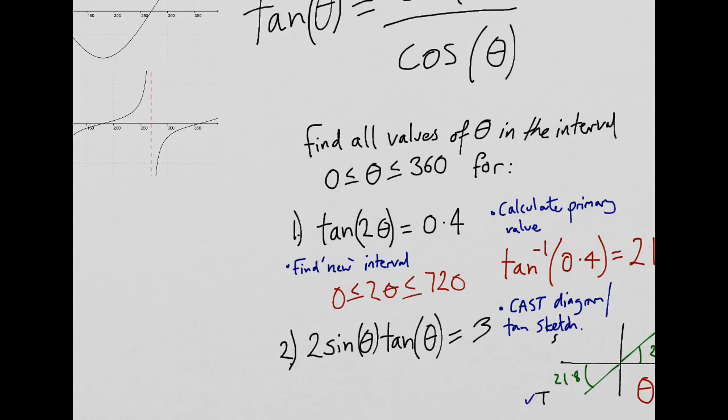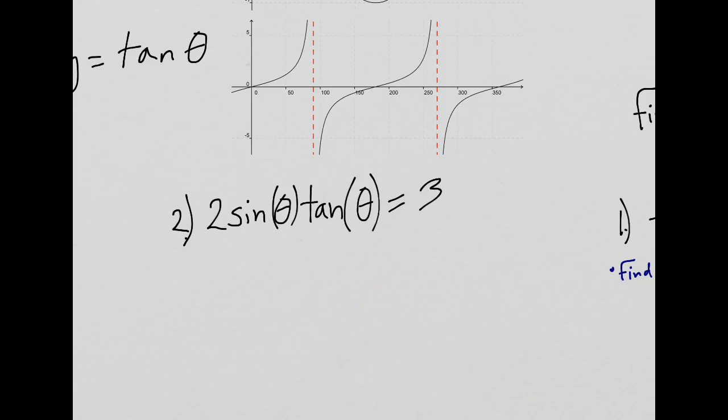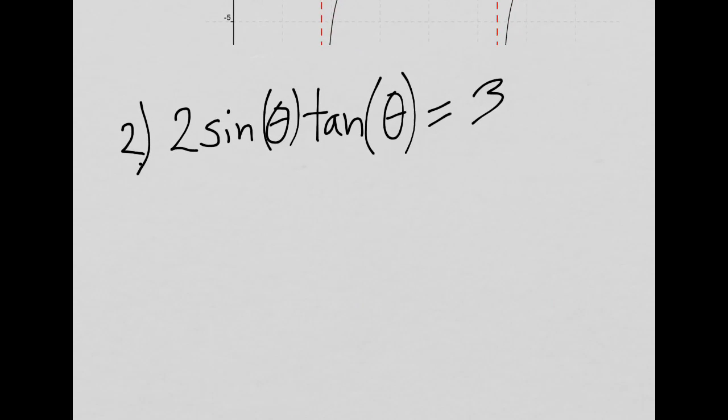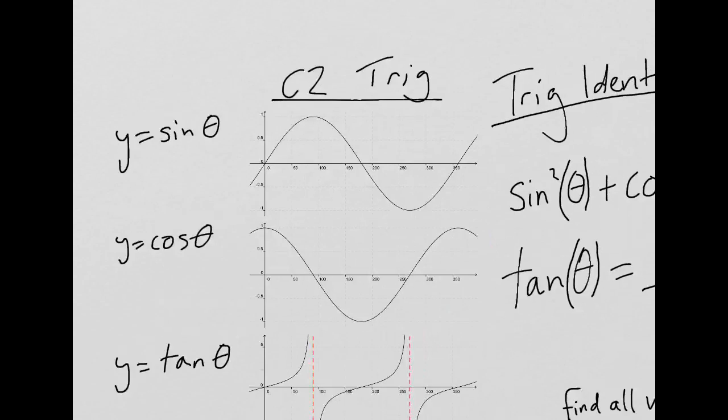Okay, question 2 then. A little bit trickier, because we're going to have to use an identity first before we can go to solving these. So question 2, we're going to need to use one of our trig identities first. So let's go back up to our trig identities.